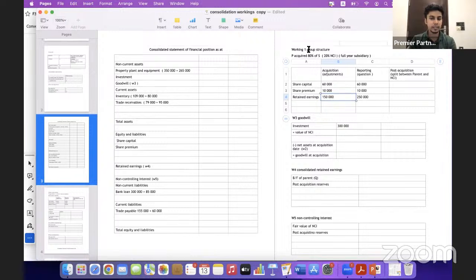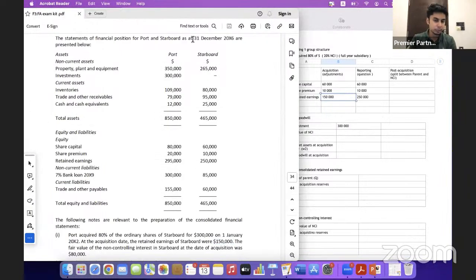Right? Net assets means equity of whom? Subsidiary. So only focus on subsidiary values. All these values were given for December 2006. December 2006 is the day that we are doing the question. That's why I copied it under reporting date. Share capital, share premium never change. The retained earnings at the acquisition date, guys, they gave it. They will normally give it in the question as long as it's a full year subsidiary. So I just took that answer and copied it over here.